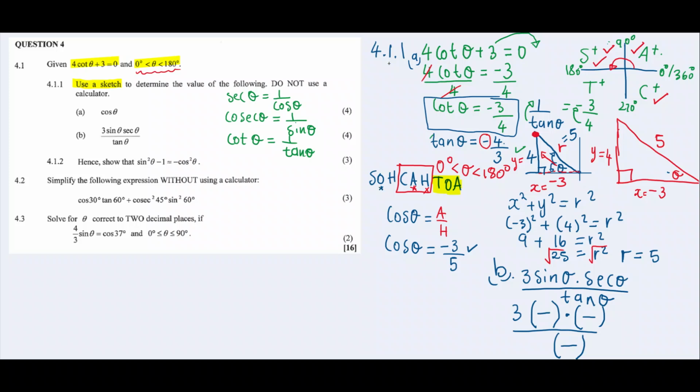So let's work out the sine of theta. Sine of theta, it's going to be opposite over hypotenuse. So the opposite side is this one, and the hypotenuse side is that. So this is like 4 over 5. That's literally like 4 over 5. So sine theta is 4 over 5.